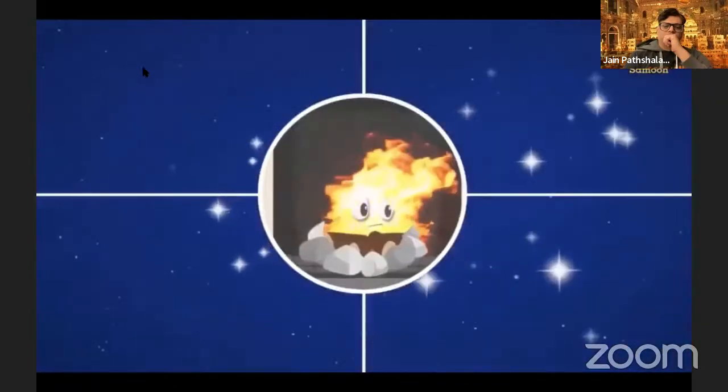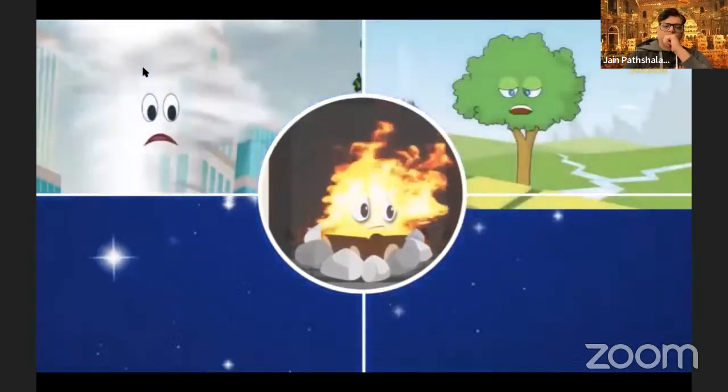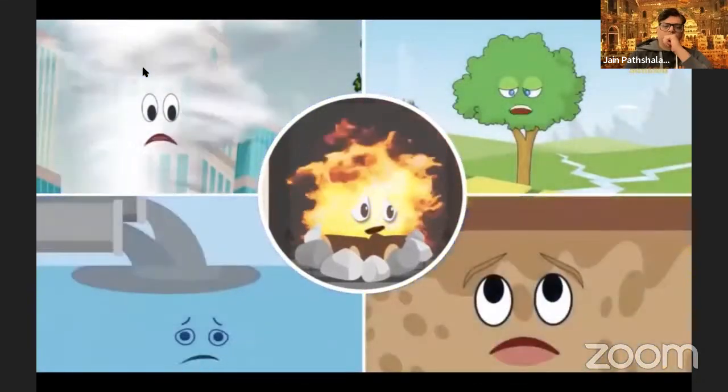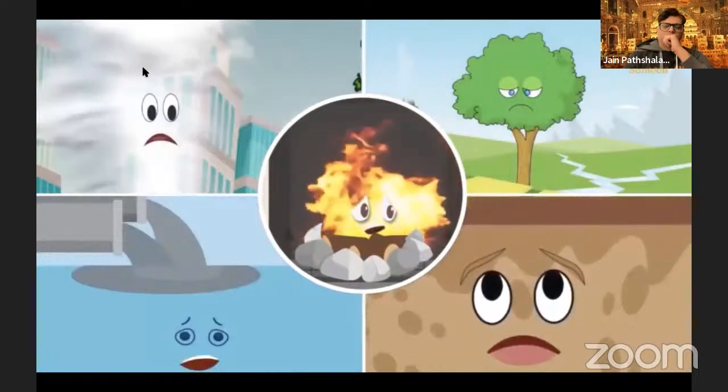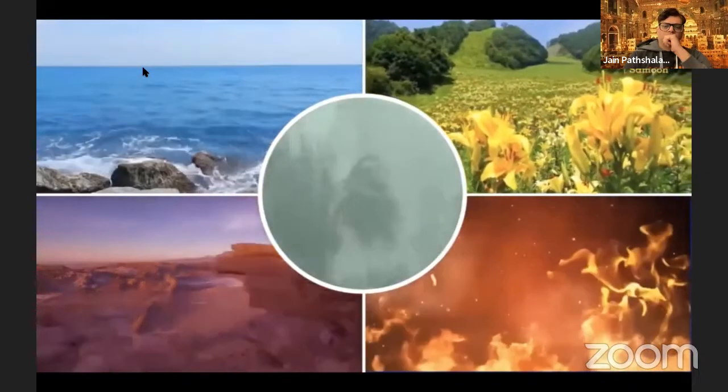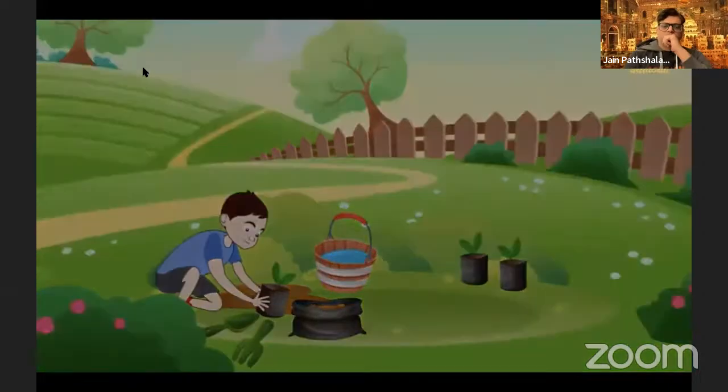This story shows that the sthavar jeev also feel pain and that we, as human beings, should respect and care for them. Jai Jinendra.